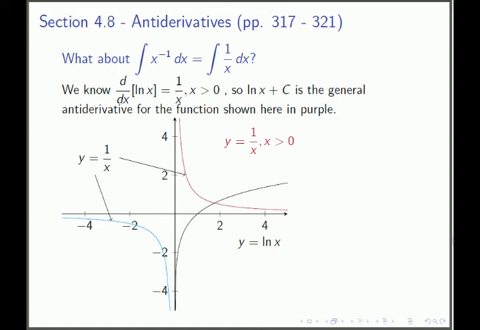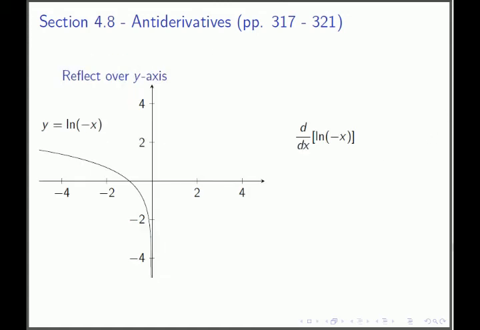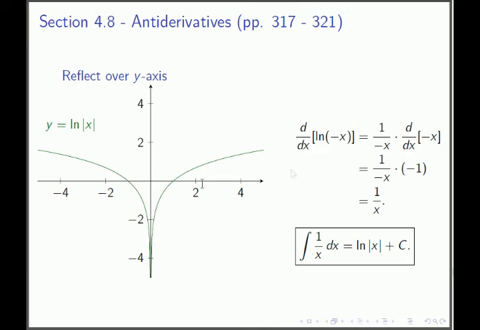So let's see if we can be creative and find a way to do this. If we reflect the natural log function over the y-axis, that means multiplying the x by negative 1, then we get this graph. And let's see what its derivative is. Using the chain rule, we find that the derivative is just 1 over x, which tells us that yes, natural log of negative x to the left of the y-axis is also an antiderivative for the left side of the function 1 over x. So if we can combine them into a single function, this is done by just making it natural log of absolute value of x, then we have the full general antiderivative for 1 over x.